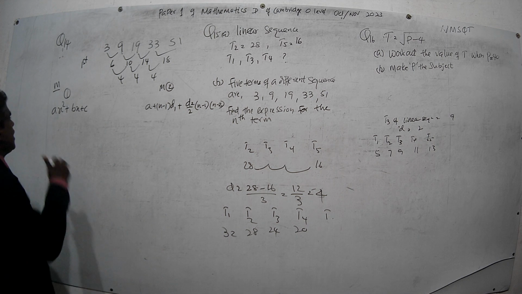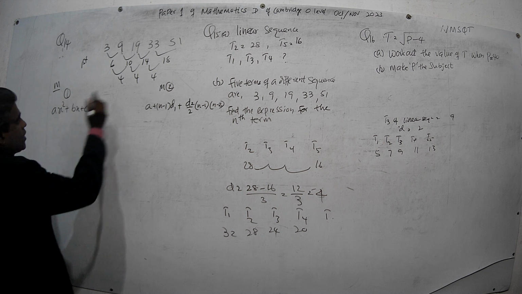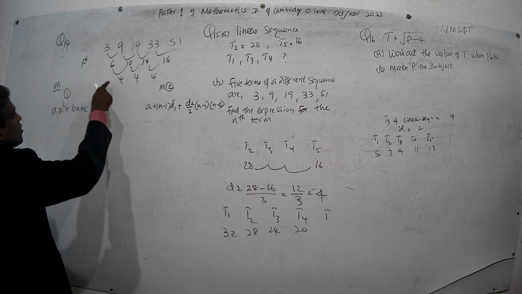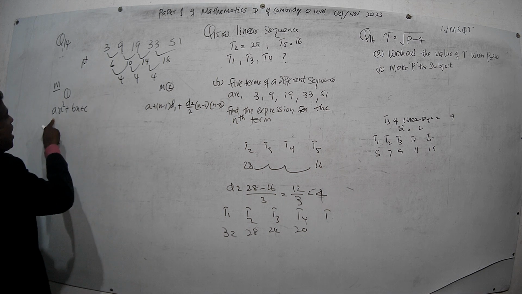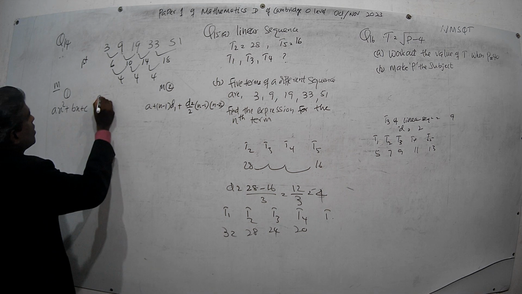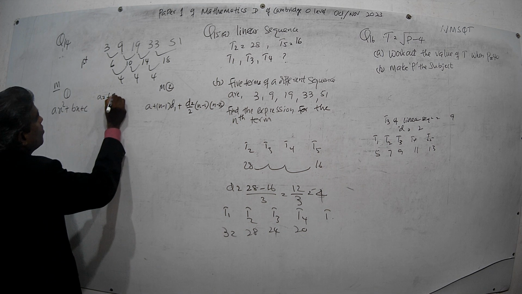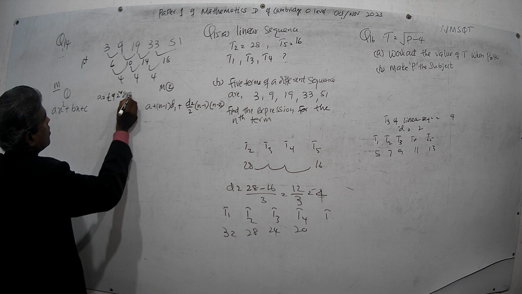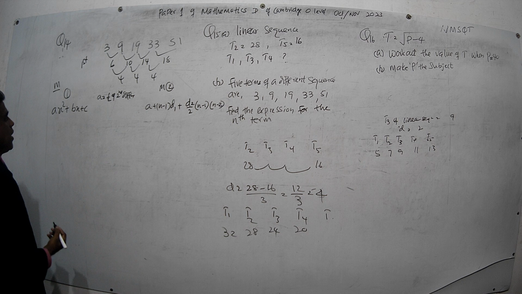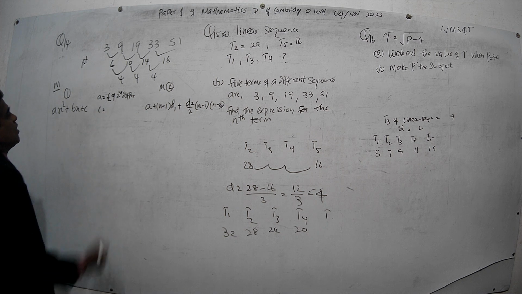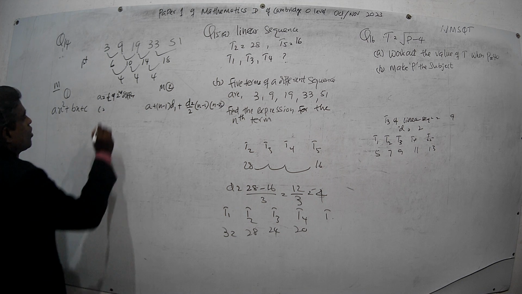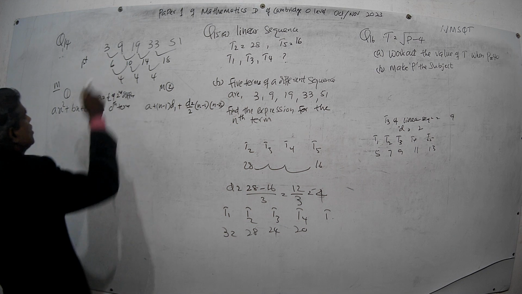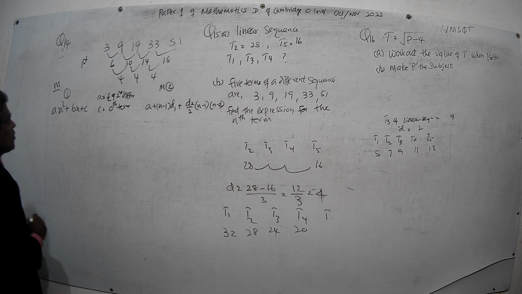Right now, here this is called the first differences. This is called the second difference. A is half of the second difference. A equals what? Half of the second difference. Then here C is the zeroth term of this sequence. We will find the zeroth term now like this.